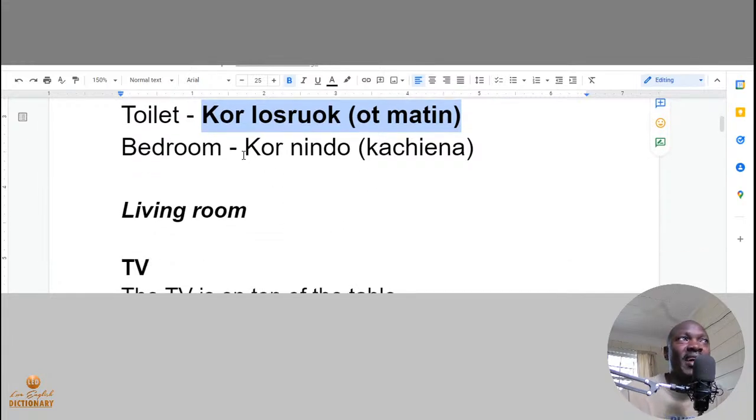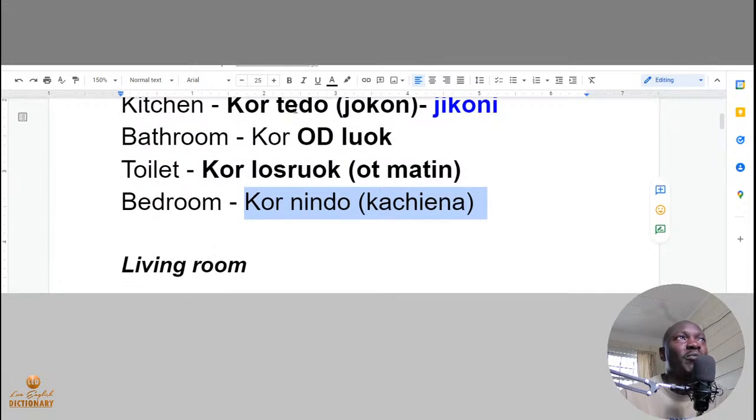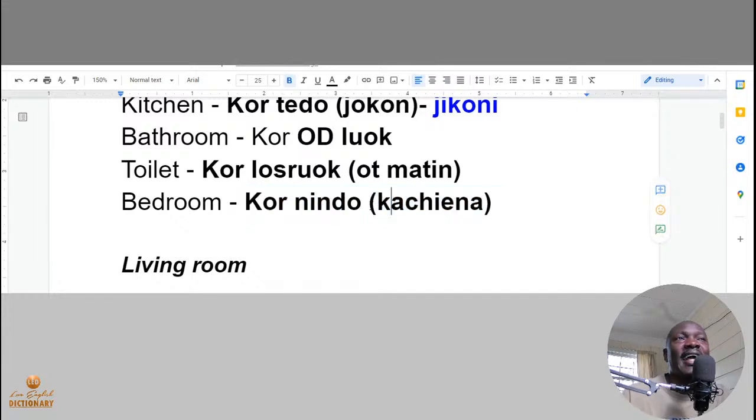Then bedroom. Someone asked for the bedroom, that was Dorcas. Bedroom is called kor nindo, the side for sleeping. Kor nindo or kachiena. So kachiena and kor nindo.